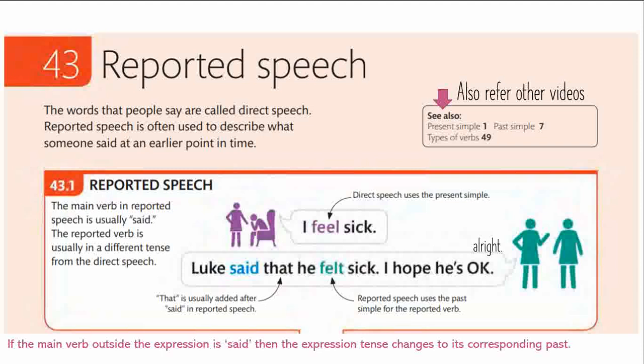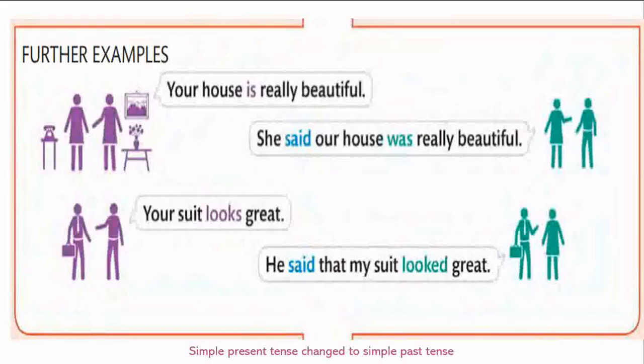Now let us proceed and see one such example. "Your house is really beautiful." Someone said, "Your house is really beautiful." She said our house was really beautiful. Now you can see that it has become simple past and that your became our. "Your suit looks great." She said that my suit looked great. Your changed to my and looks became looked. Simple present tense changed to simple past tense.